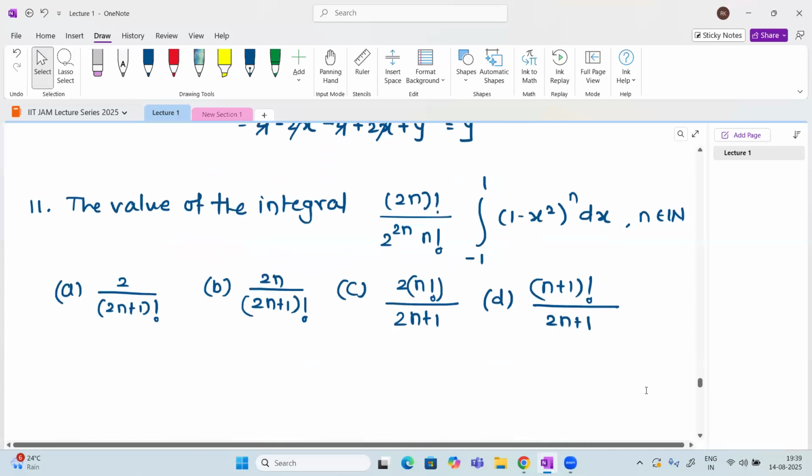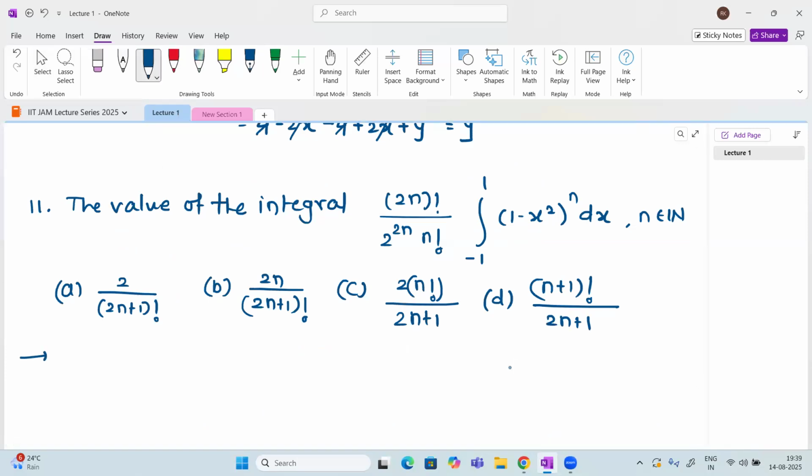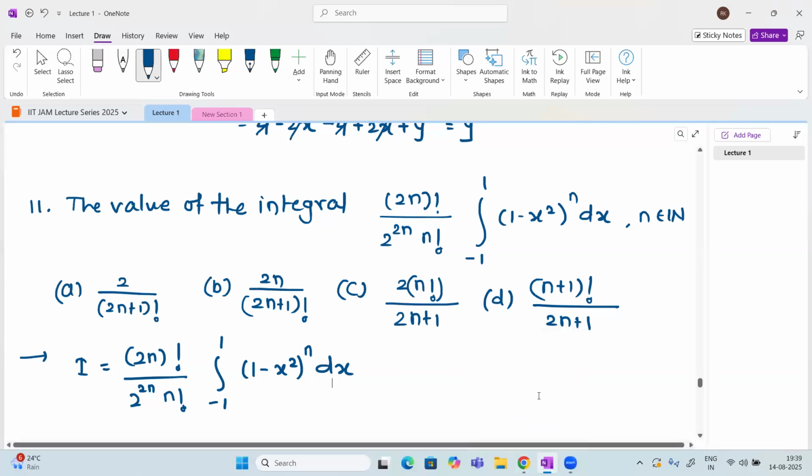Okay, this is the next problem. Let me write the problem. You can read on the screen. Ready? So I is equal to, we note down the given thing first: 2n factorial upon 2 raised to 2n n factorial, integral from minus 1 to 1 of (1 minus x square) raised to n dx. So can anyone tell me how to solve this problem?